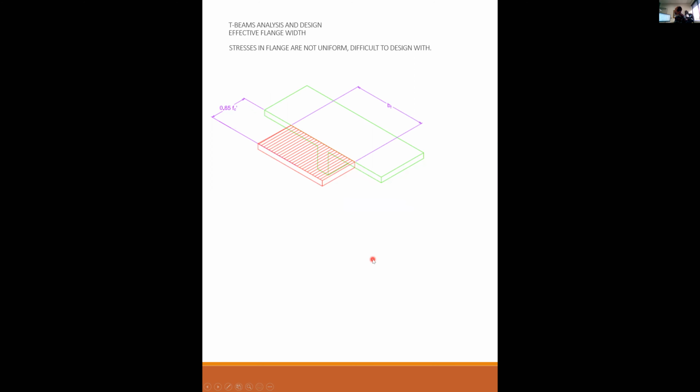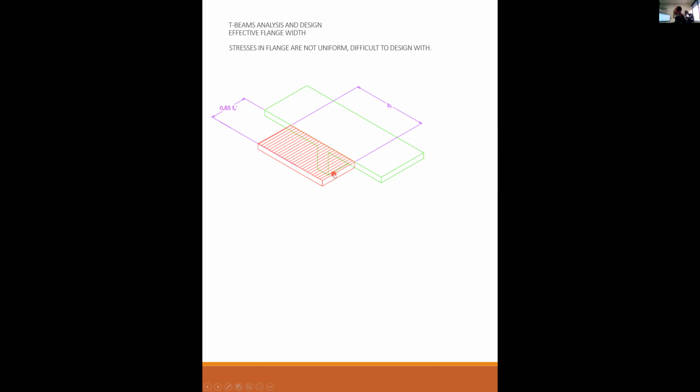Well, this is very difficult to design to. So we're going to replace it with this. You guys recognize this? This block sort of thing? Yeah, it's what we did on the one-way slab. It's what we did on the beams and the one-way slab. Yeah. This is the Whitney stress block.